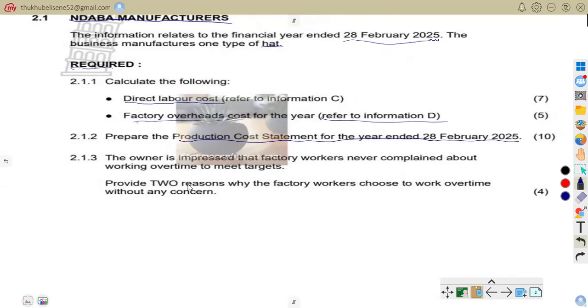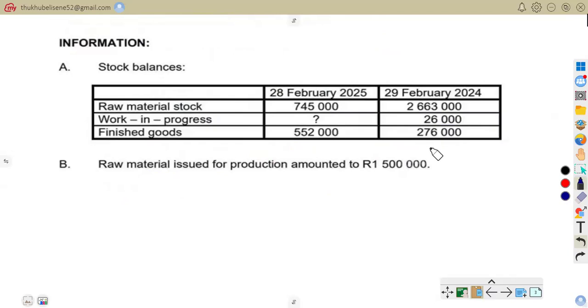2.1.3 says the owner is impressed that the factory workers never complained about working overtime to meet the targets. So now you have to provide 2 reasons why factory workers choose to work overtime without any concern. These are the questions that we're going to answer on this question. Hope you get them.